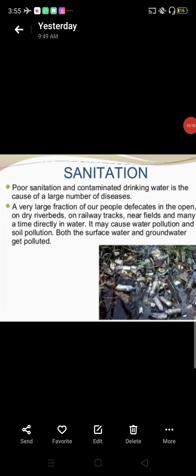A very large fraction of our people defecates in open and dry river beds, on railway tracks, near fields, and many directly in water. It may cause water pollution and soil pollution. Both the surface water and groundwater get polluted. As you all know, in India, in backward areas, people defecate in the open, which indirectly pollutes the land and water also, which can cause health hazards.